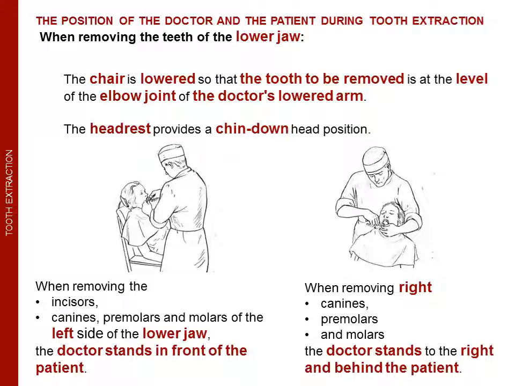When removing the lower incisors, canines, premolars, and molars of the left half of the lower jaw, the doctor stands in front of the patient. When removing the canines, premolars, and molars of the right half of the lower jaw, the doctor stands at the right end behind the patient.